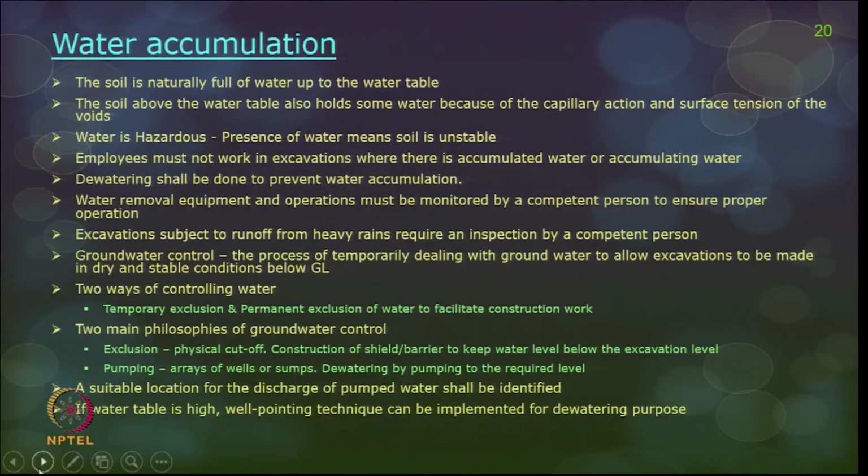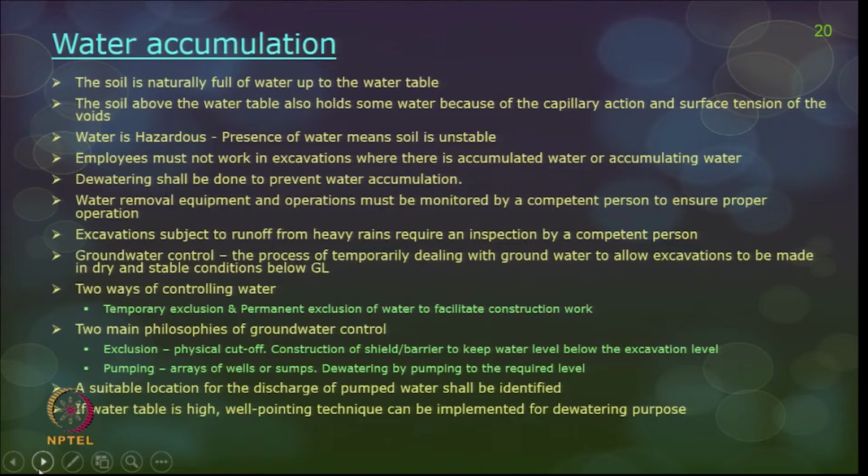Now, the next hazard seen on the construction site is water accumulation. Naturally the soil is full of water up to the water table, and the soil above the water table also has some water because of capillary action and so on. Water as such is very hazardous because it makes the soil slippery, and hence it is very unstable to work on at the site. Employers must not work in an excavation where there is accumulated water or where water is accumulating. So, dewatering has to be done before you start working on the excavation.